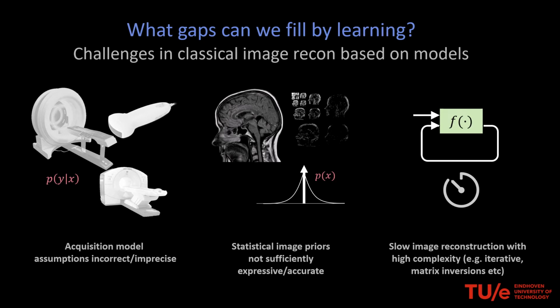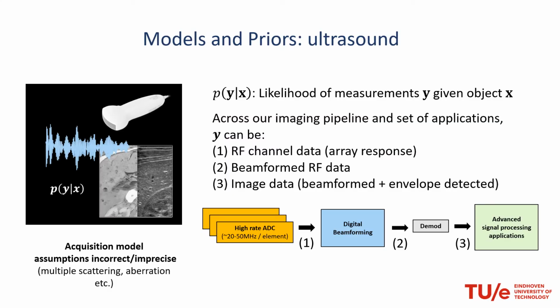And thirdly, some of these processing methods for classical image reconstruction based on models are very slow. They rely on iterative algorithms that have high complexity because of their iterative nature. Sometimes these processes involve matrix inversions that, as n grows larger, scale cubically in computational complexity. That's definitely something to avoid as well. So these are typically the gaps that we can try to overcome by learning, in this case, deep learning.